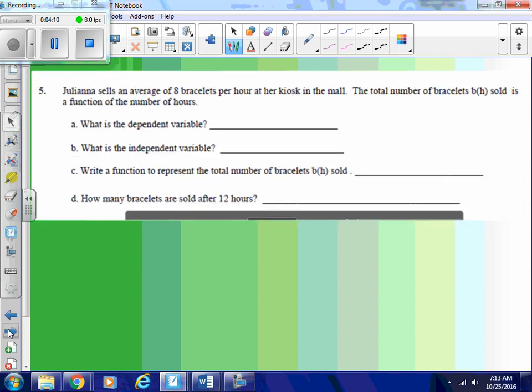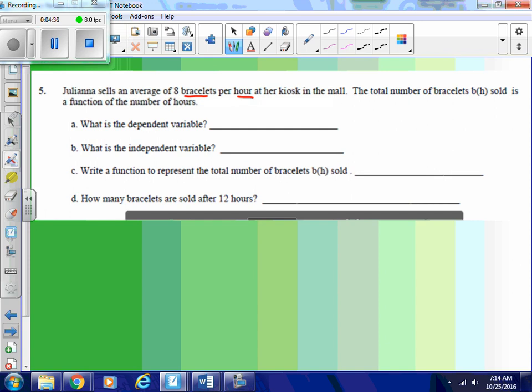Number 5, Juliana sells an average of 8 bracelets per hour at her kiosk in the mall. The total number of bracelets, B of H, sold is a function of the number of hours. What is the dependent variable? So first let's decide what our variables are. She sells bracelets and she sells them hourly. Those are the two variables. Which one depends on the other?